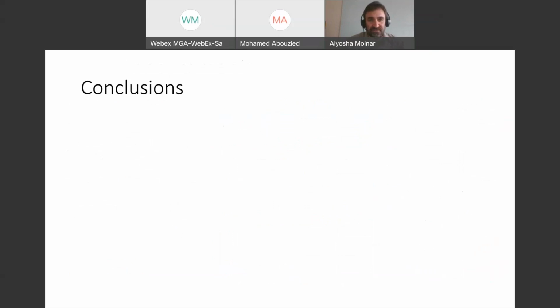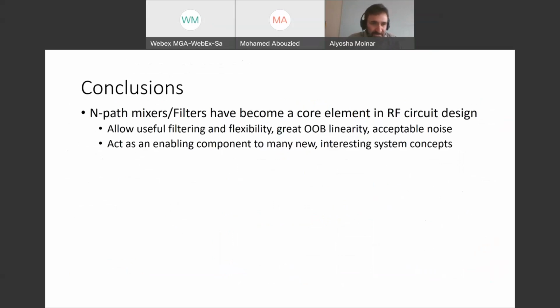Okay, so in conclusion, and then I'll be done, N-path mixers and filters have become a core element in modern RFIC circuit design, particularly in conjunction with LNTAs. They allow for useful filtering and flexibility. They have great out-of-band linearity and generally acceptable noise. And they act as an enabling component for many new interesting systems, so not just mixers, but also for circulator-like things and for various filter concepts and so on.